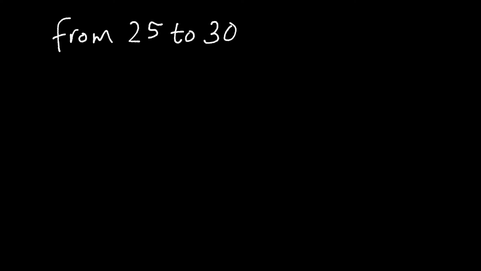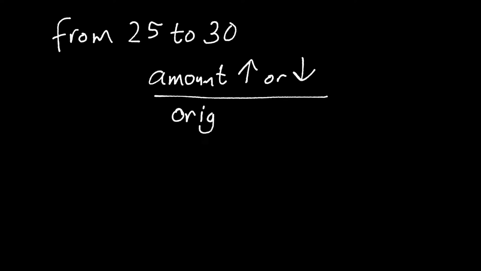Now, we have our formula, which we remember was the amount increased or decreased over the original amount. So that's going to be our formula that we're going to use. And we have to really look at our problem and make sure we know what our original amount is. It says we are going from 25 to 30. Well, we are starting at 25 and we are ending at 30. So our original amount is 25.